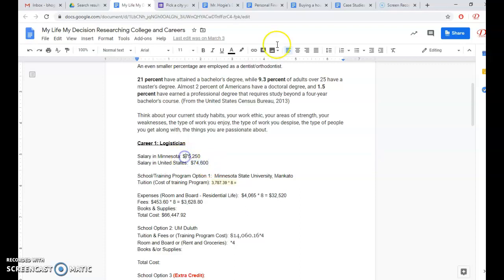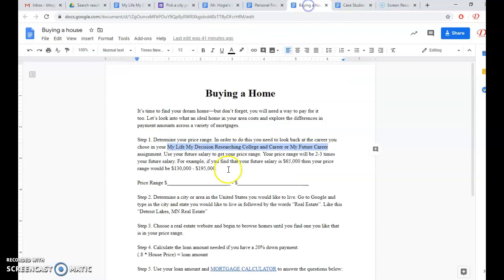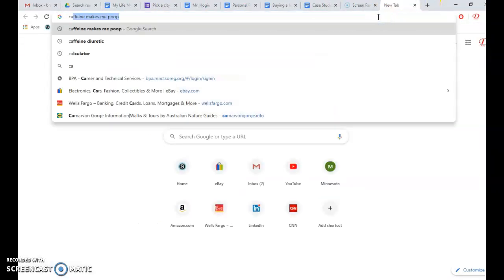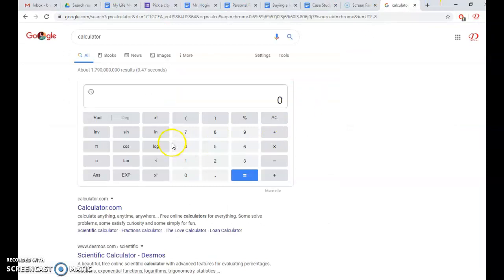Then I'm going to multiply that, just like it says here. I multiply it by 2 and by 3 to get my price range. So I would take $75,000 and multiply it by 2, so $150,000, or I take $75,000 and multiply it by 3 and I get $225,000. So I cannot spend more than this.